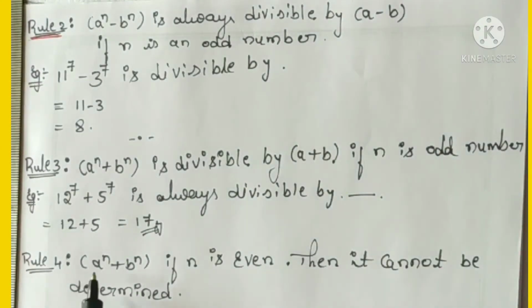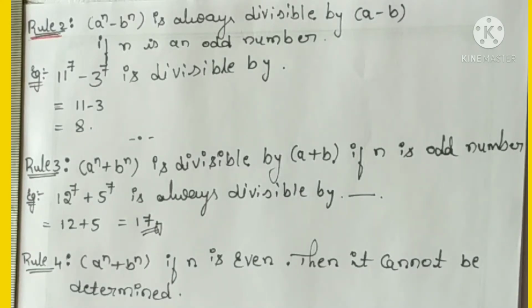a to the power of n plus b to the power of n, if n is even, then it cannot be determined. It means it cannot be solved. This is all about some of the rules in the divisibility.